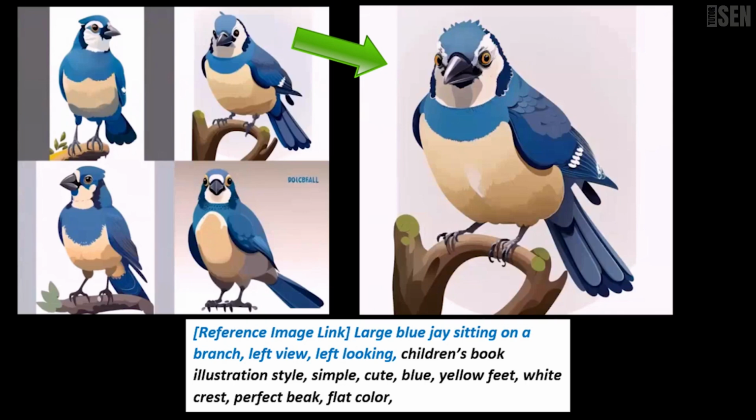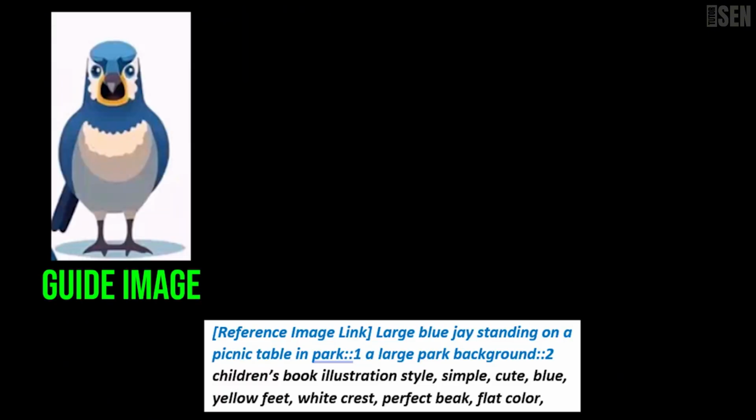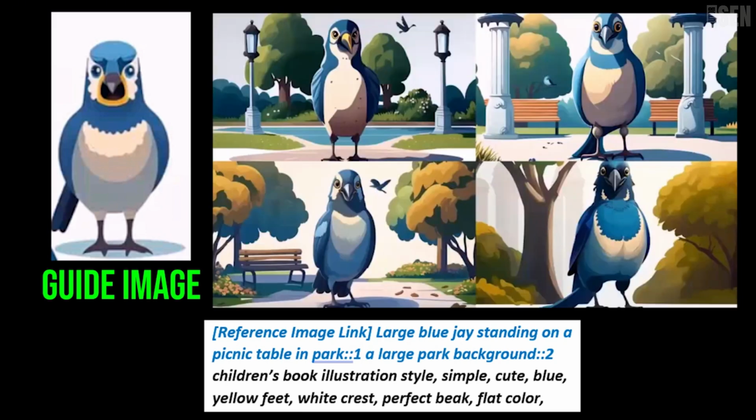Let's actually do a weighting experiment. Using this guide image looking straight at us and this prompt. Reference image link. Large blue jay standing on a picnic table in park. Colon 1. A large park background. Colon 2. Meaning the large park background is more important than the bird. And then we get this. What do you think? It definitely captures a child's imagination because the background is very prominent, and with the bird front and center facing us, it looks like a gigantic bird and the hero of our story.